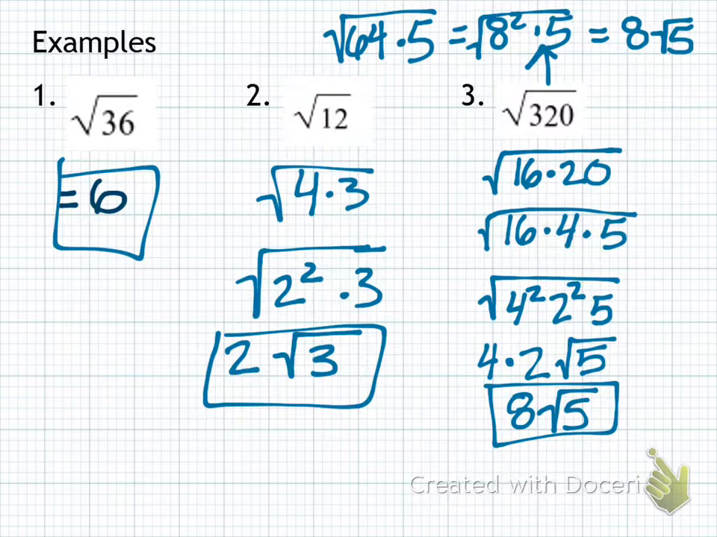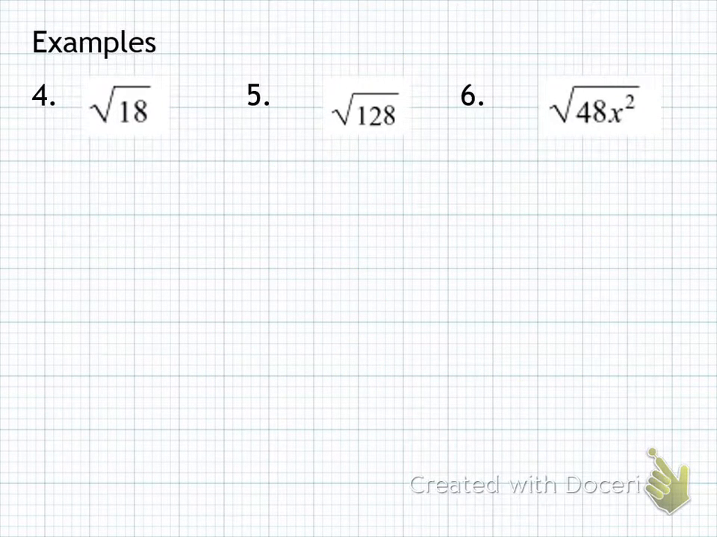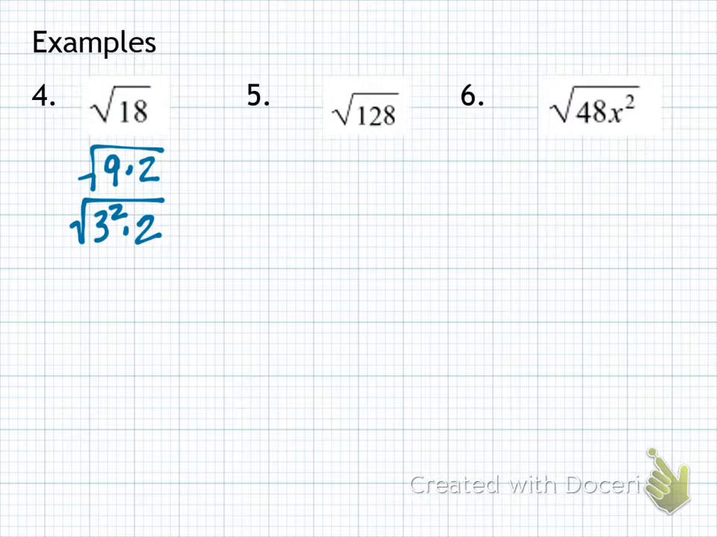Moving on to some more examples. Number 4. I'm trying to think what's the biggest perfect square that I could find in 18. So maybe I'll try dividing by 2. What do I get? Oh, I get a 9. Is that a perfect square? And yes, it is. So this I'll write as 9 times 2. 9 is just 3 squared, so I have a perfect square here. That comes outside of the radical, so I have 3 times the square root of 2.